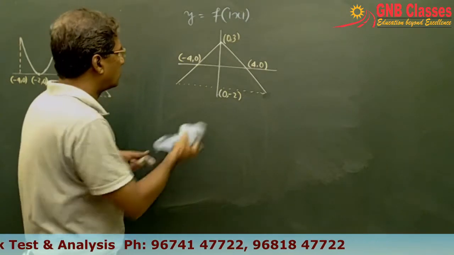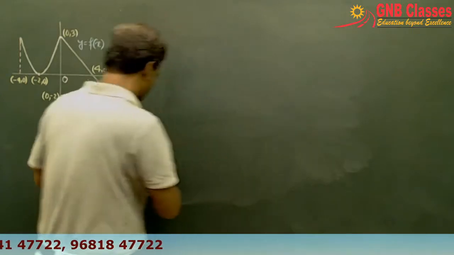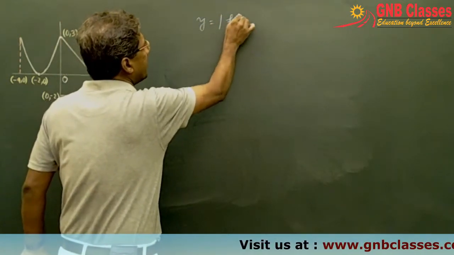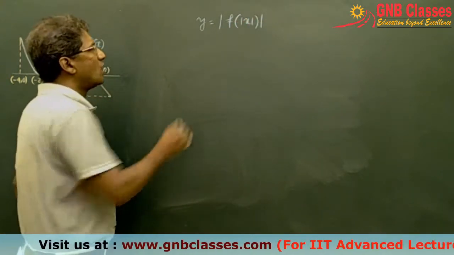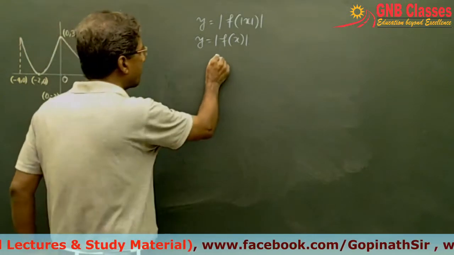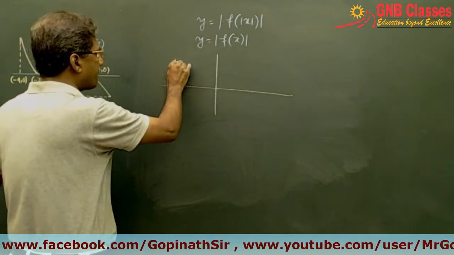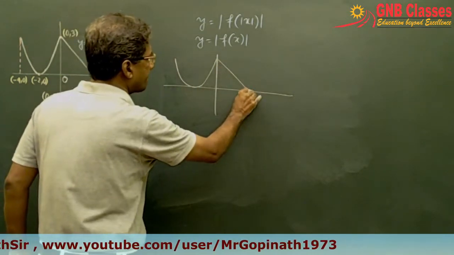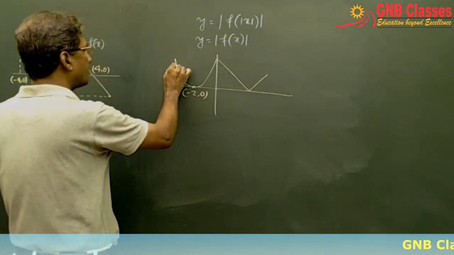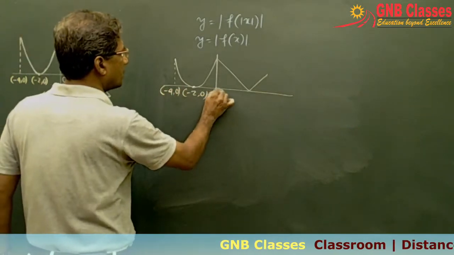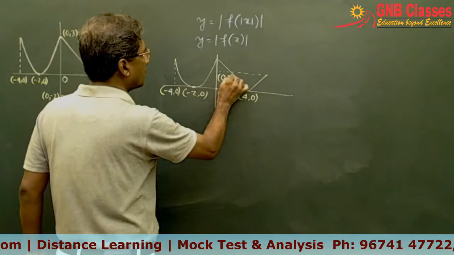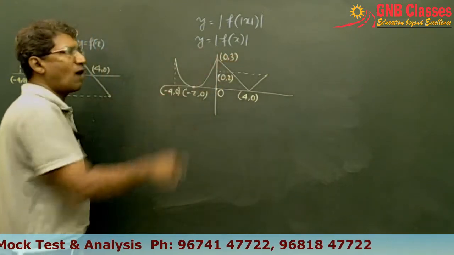Okay. Now, the next transformation that we will go for is the combination of these two, that is, we will find mod of f of mod of x, the combination of these two transformations. So first of all, let me draw the graph of y equals f of mod x, as I told you, just now we have drawn. Is it clear? This is the graph of y equals f of mod x.